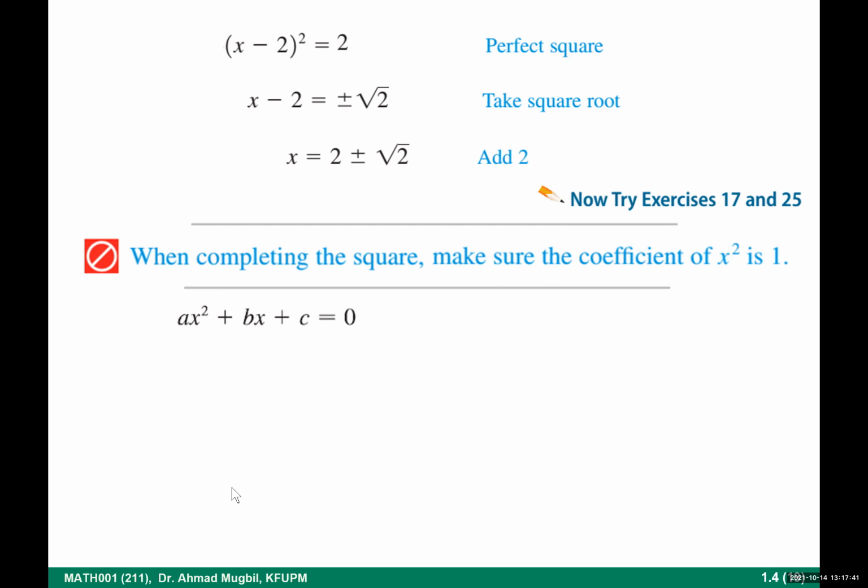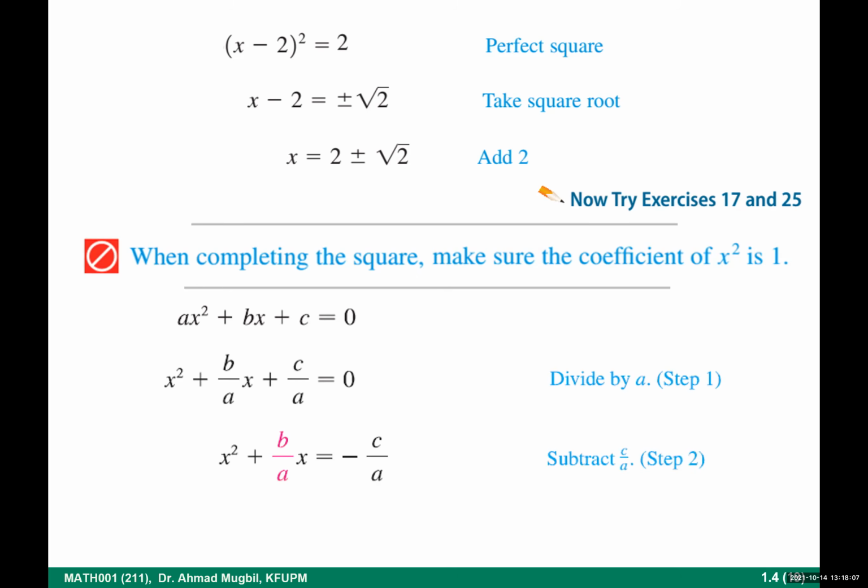Now, how do we complete the square in general? Let's try completing the square for the general form of the equation. What will we do? Step number 1: divide both sides by a. a is not 0, and if it is not 1, this is what we will do. Divide both sides by a. Next, step number 2.